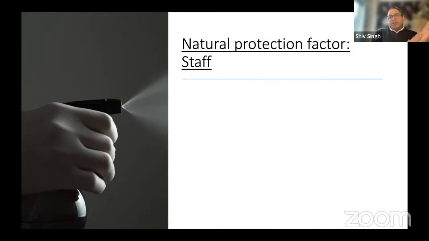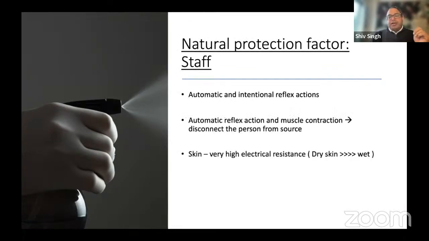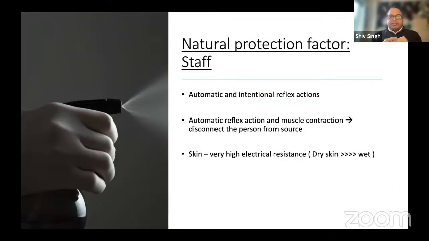But we have natural protection. And what are these natural protections? The first of that is that we are awake, and our automatic and intentional reflexes will make us move our hand away from the component which causes that.